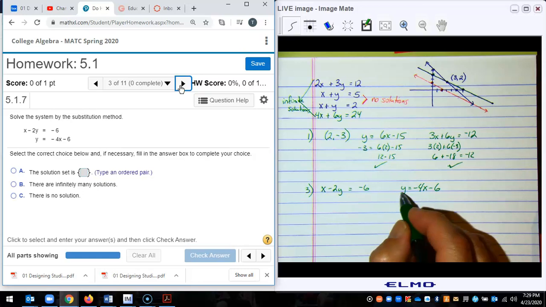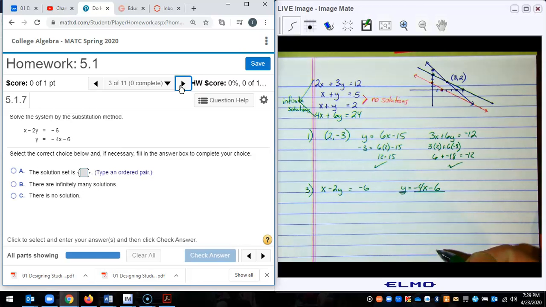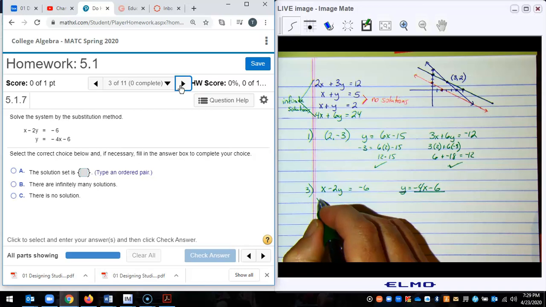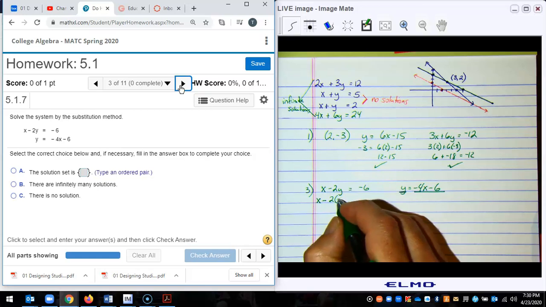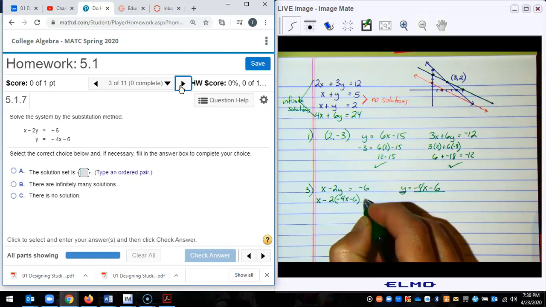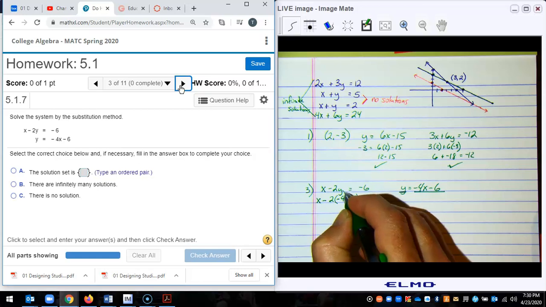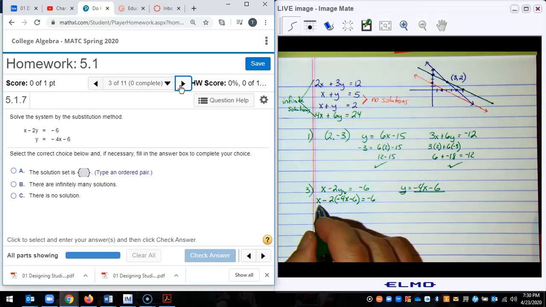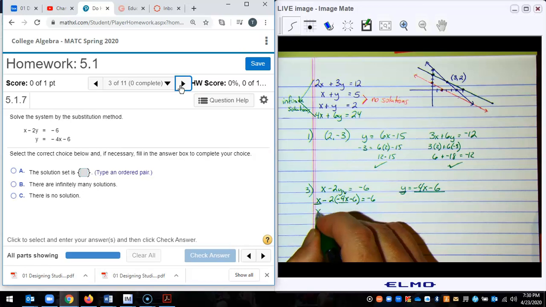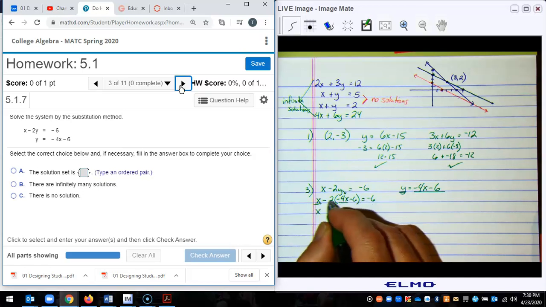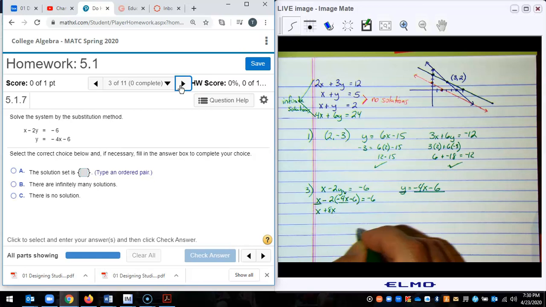So I know that y is the same thing as negative 4x minus 6. So we're going to come over here and we're going to go x minus 2 times y, but y is negative 4x minus 6 equals negative 6. So in the place of y, we wrote negative 4x minus 6, and now we have an x and we have an x, so now we only have one type of variable in this equation, and now we can solve for that one variable. We're going to distribute a negative 2, so negative 2 times negative 4 is a positive 8x, negative 2 times negative 6 is a positive 12, and now we're ready to solve this.